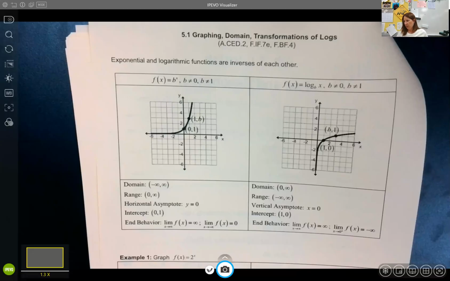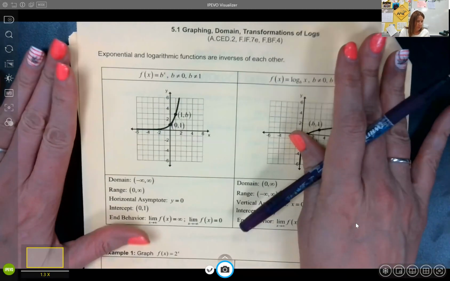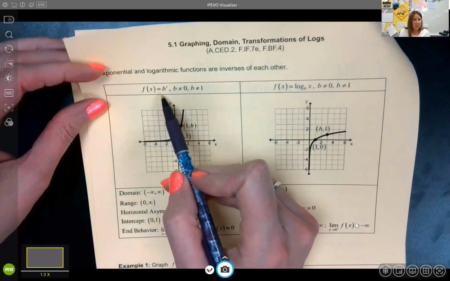Hey guys, we're going to start our unit on logs. We're going to start by learning how to graph logs and then exponentials, which is the inverse of logs. So I'm going to do it on our yellow packet that we have. The first thing that we have is b to the x.